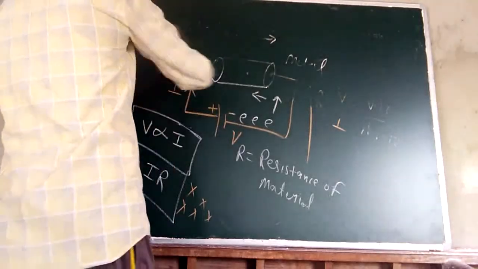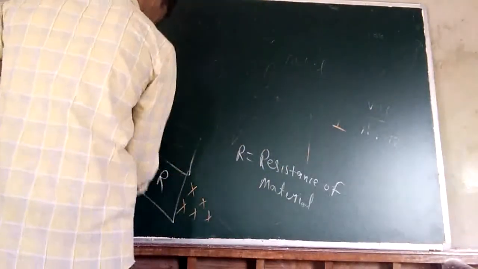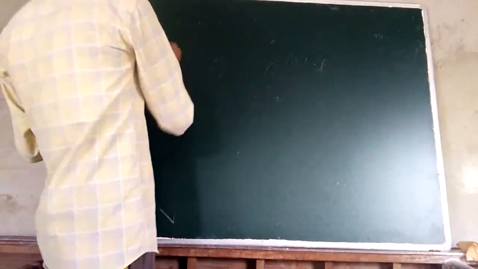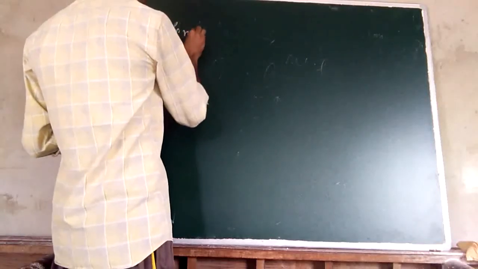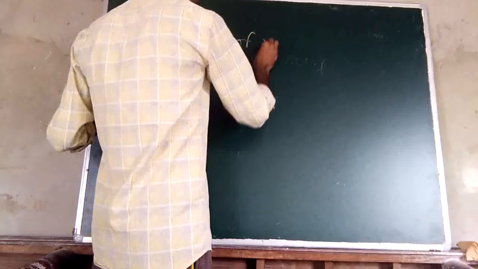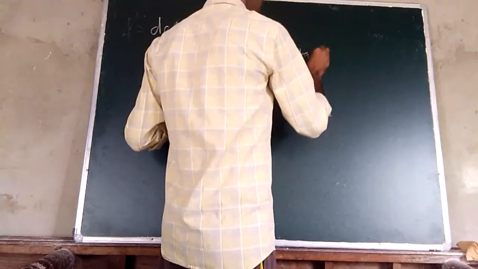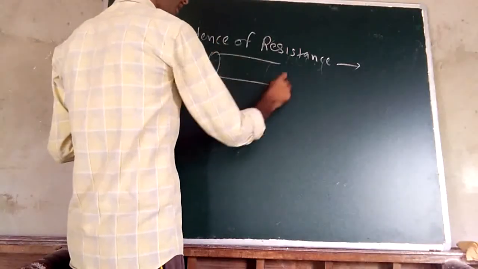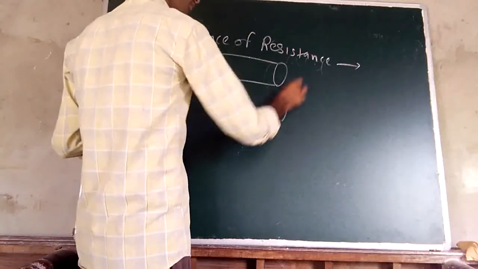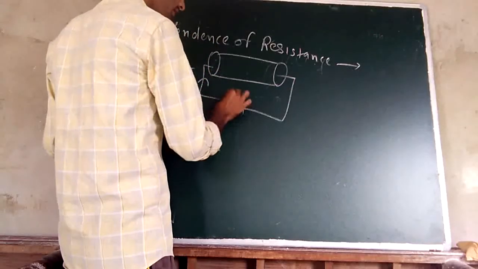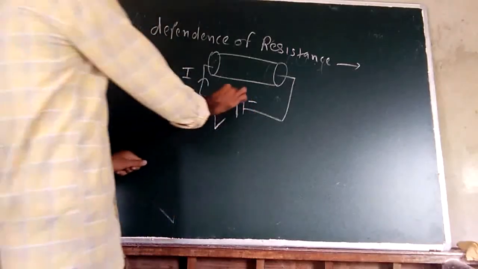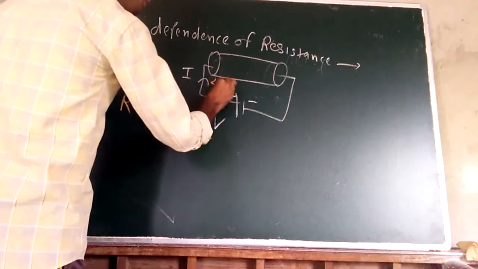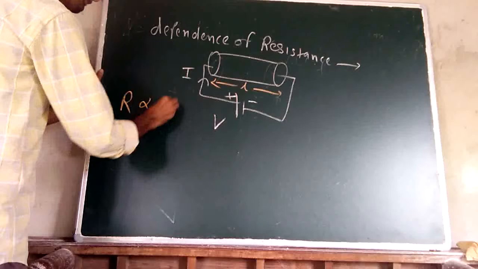Now the dependence of resistance. On which factors does resistance depend? Let's take the same conductor again. Current is I, potential is V. These are the plus and minus terminals. Now the resistance of the conductor is first directly proportional to the length of the conductor. This is the length of the conductor.